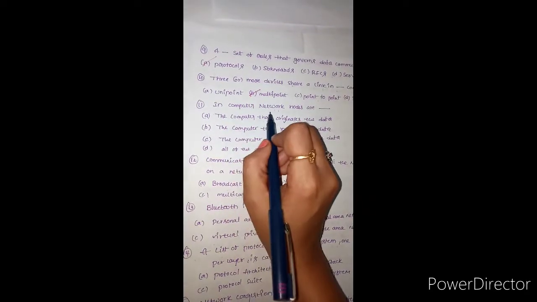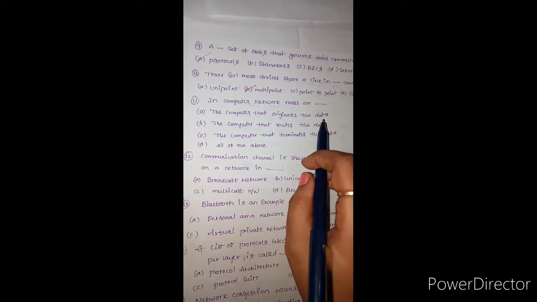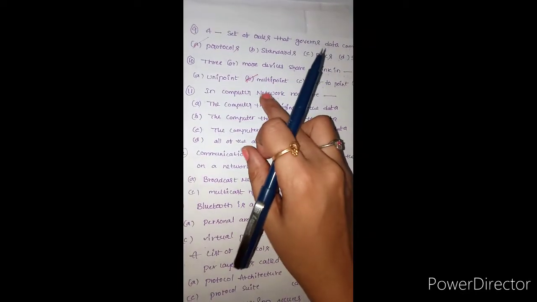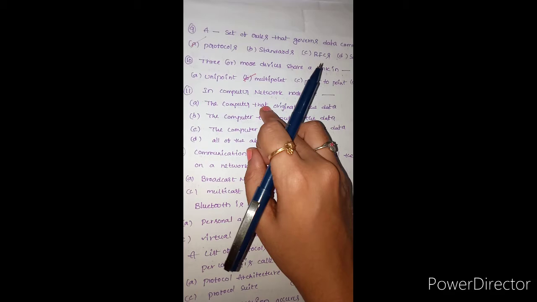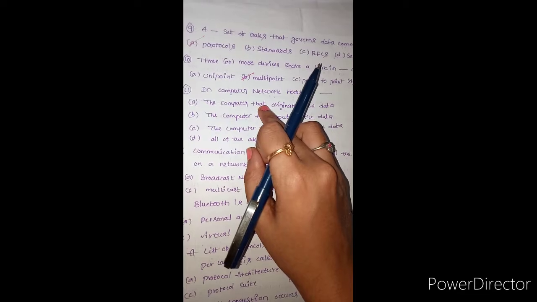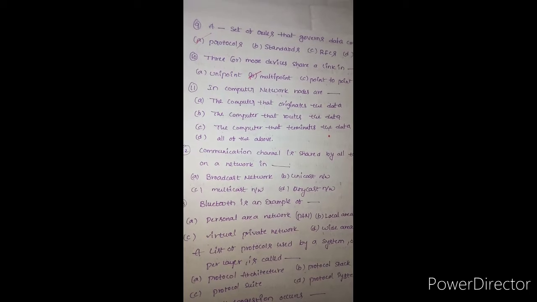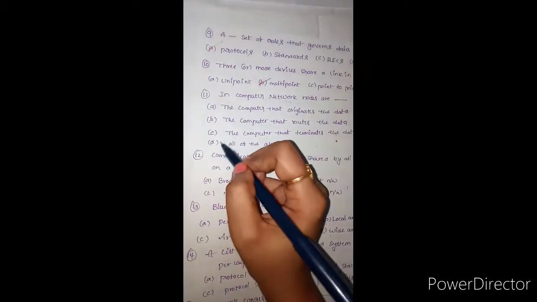Next one, in a computer network, nodes are dash. Options: the computer that originated the data, the computer that routes the data, the computer that terminates the data. Option D, all of the mentioned. In a computer network, a node can be anything that is capable of sending and receiving data. So the smartphones and networking devices are examples. The correct answer is all of the above.